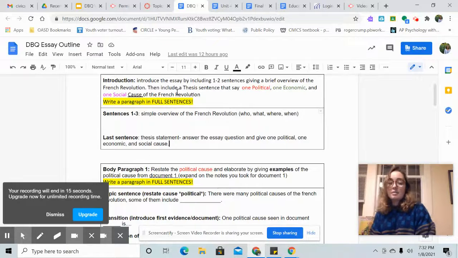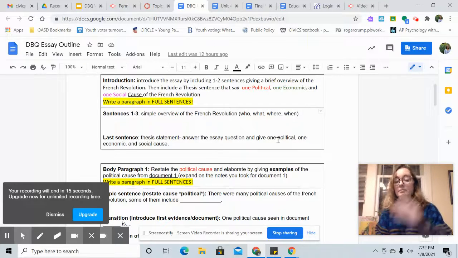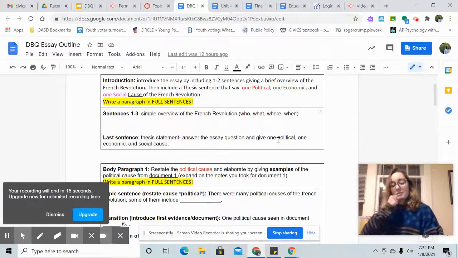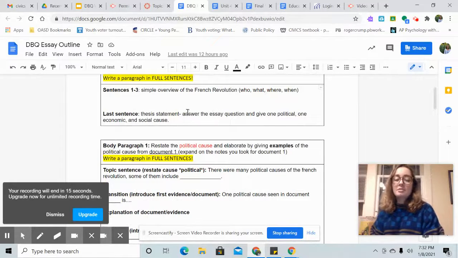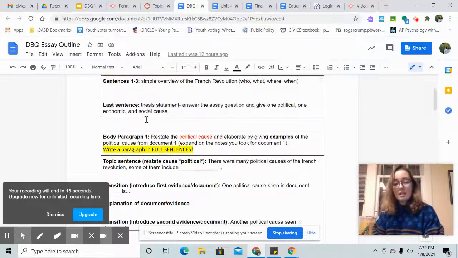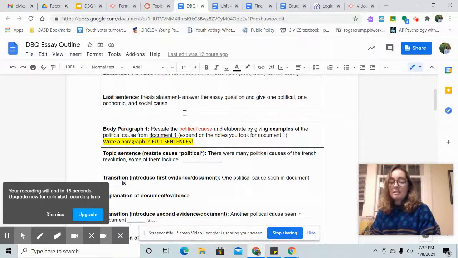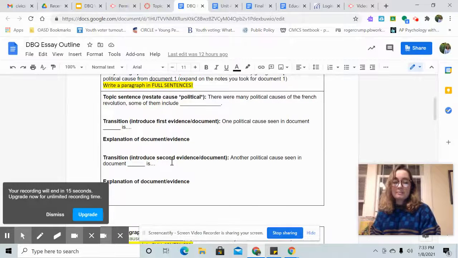So our essay question is, what are the political, economic, and social causes of the French Revolution? And you're going to answer those and say, the political cause of the French Revolution is this, economic is this, social is this, boom. Usually the thesis statement is one sentence, but if it's a little bit over, that's okay. But try and keep it concise, because you're going to elaborate in your body paragraphs.